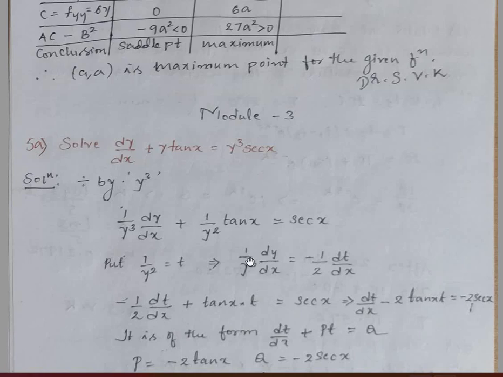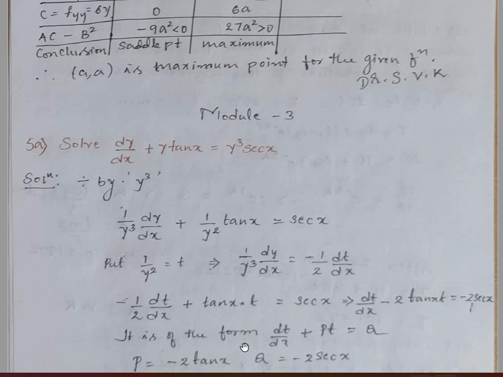I got the value as 1 over y cube dy by dx is equal to minus 1 by 2 times dt by dx. So substituting this value in the above equation, I will get minus 1 by 2 times dt by dx plus tan x into t, which is equal to secant x. So finally, multiplying throughout by minus 2, I got an expression dt by dx minus 2 tan x into t, which is equal to minus 2 secant x.